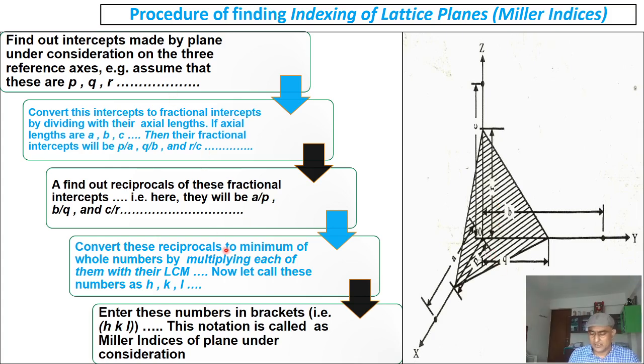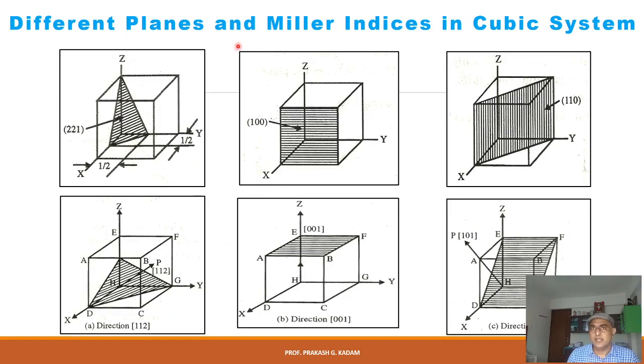The reverse direction we can also do. Some different planes of Miller indices in the cubic system are represented here. See, here is a plane represented by hatching. It cuts at 2 at z, and it cuts somewhere here on the x-axis, with half distance and half distance. Then we have to find out the indices by similar steps.